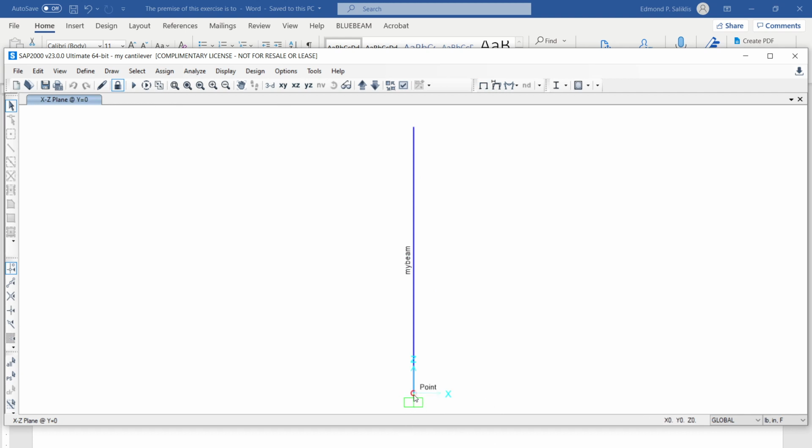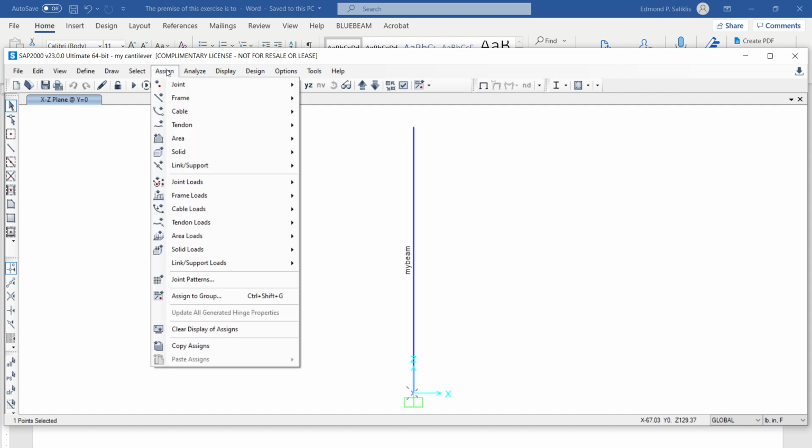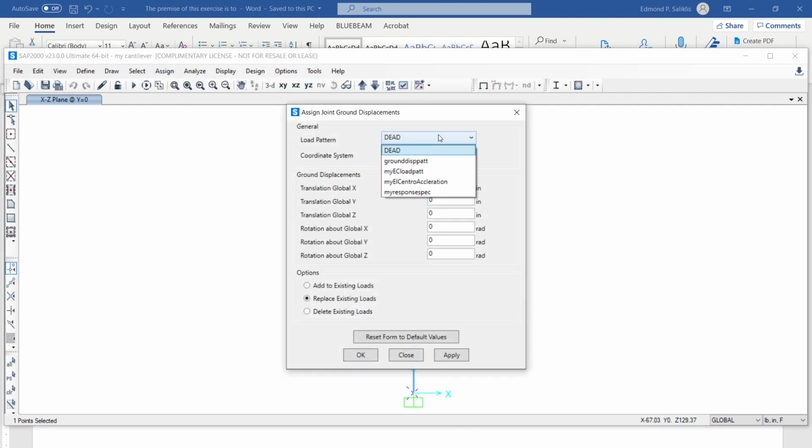I did this crazy thing here, and I don't really know if this really works or not. Assign joint load displacements, and here you have to put in the pattern that you want. I have the ground displacement pattern, and here you have to put in 1 inch, and this drove me nuts. I don't know why you have to put in 1 inch. If you put in a 0, it just stays at 0. So you put in a 1 inch.